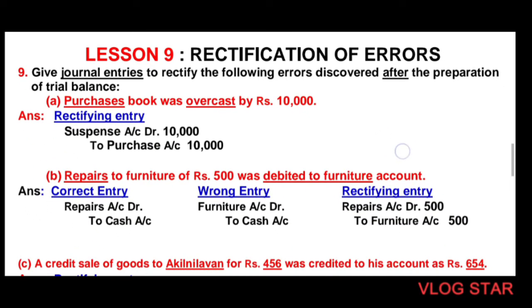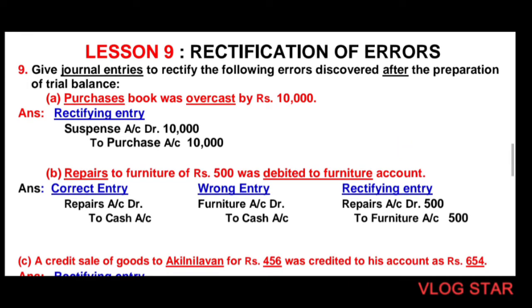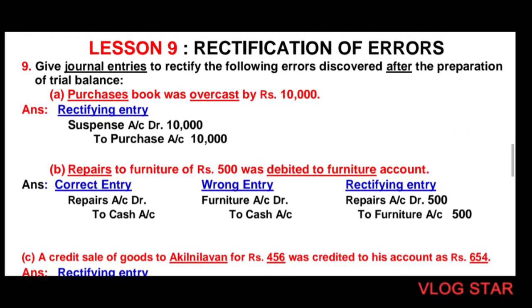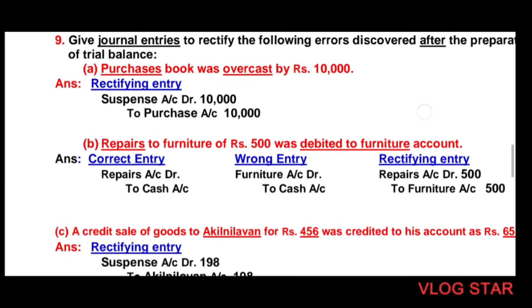Next one. Question number 9. Give journal entries to rectify the following errors discovered after the preparation of the trial balance. Whenever it is given after the preparation of trial balance, we have to write only rectifying entries. So when we write the rectifying entries, we have to use the suspense account. Now see in this sum, they wrote purchase book was overcast by ₹10,000. So purchases is a debit balance. Overcast means opposite. So we have to write on the credit side. So the answer is suspense account debit to purchases account.